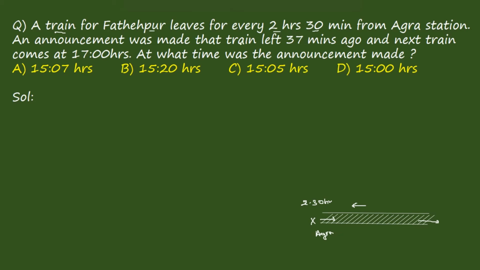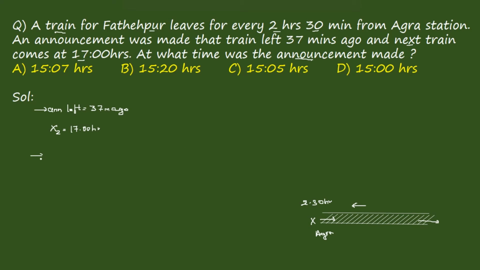An announcement was made that the train left 37 minutes ago. We got an announcement that it has left 37 minutes ago. Now it is saying the next train, the second train, comes at 17.00 hours. You have to find when the announcement was made.